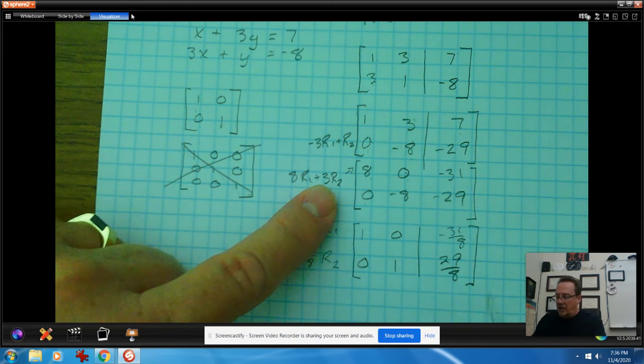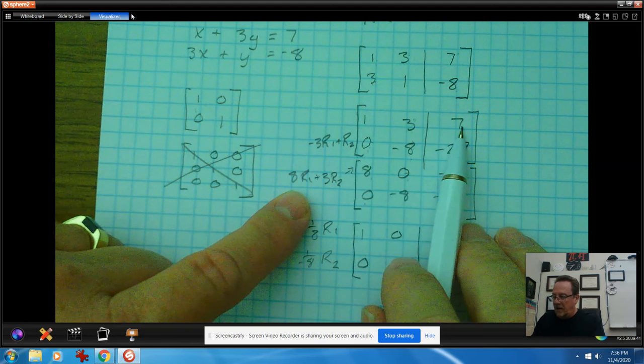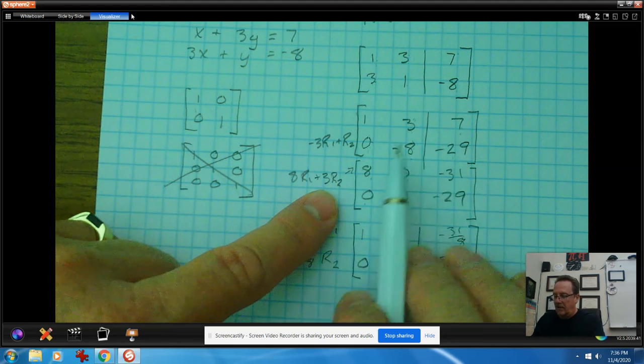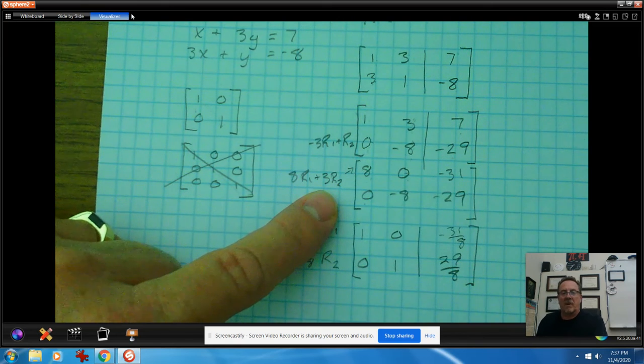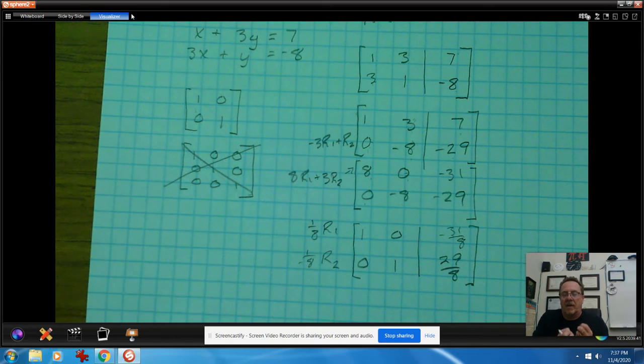So I just multiplied each number in the top row by 8 and added it to the corresponding numbers in the bottom row after I multiplied those by 3. So I can replace any row with a multiple of that row. That means I can multiply that by a number, added to any multiple of another row.